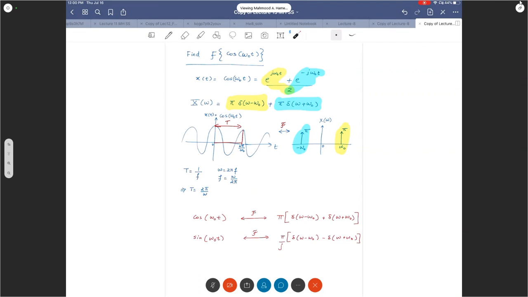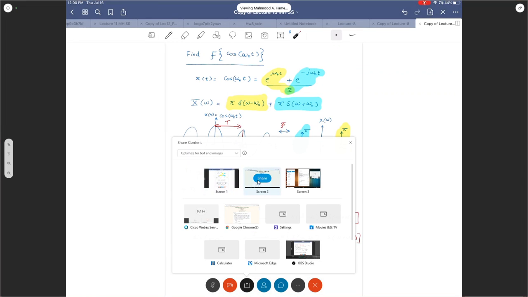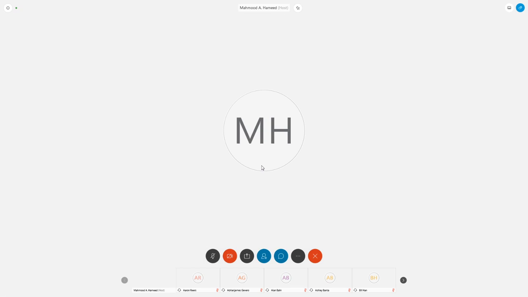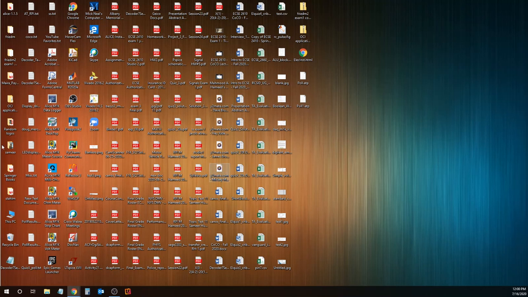I'm going to bring back my screen. So let us see if I can share content here. I think I can. Are you guys able to see my screen now?